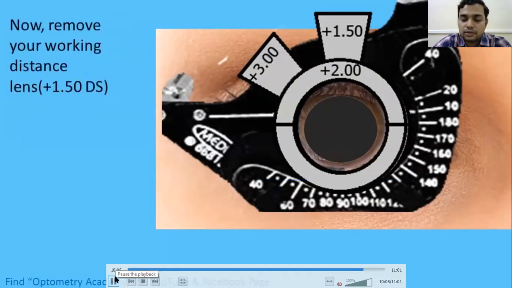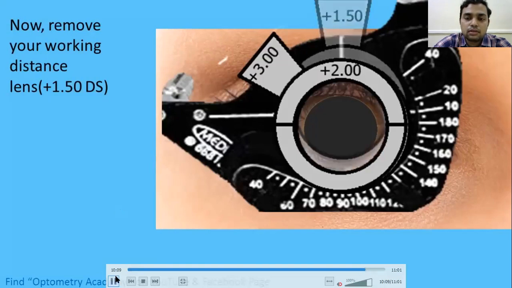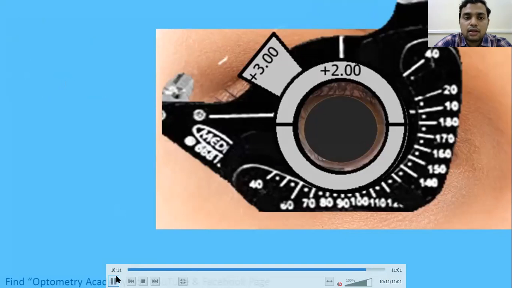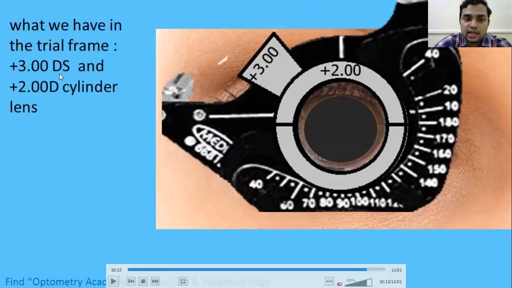This is how you test with the help of the retinoscope. So now we have to remove the working distance lens. We have to remove this lens, so minus 1.5 diopters of power should be corrected from the final power of the patient. In order to give the final prescription, we have to reduce 1.5 diopters. So we remove the working distance. Then we have the trial frame with plus 3 diopter spherical and plus 2 diopter cylindrical power. So this is the refractive error of the patient. This is how you test with the help of the retinoscope.